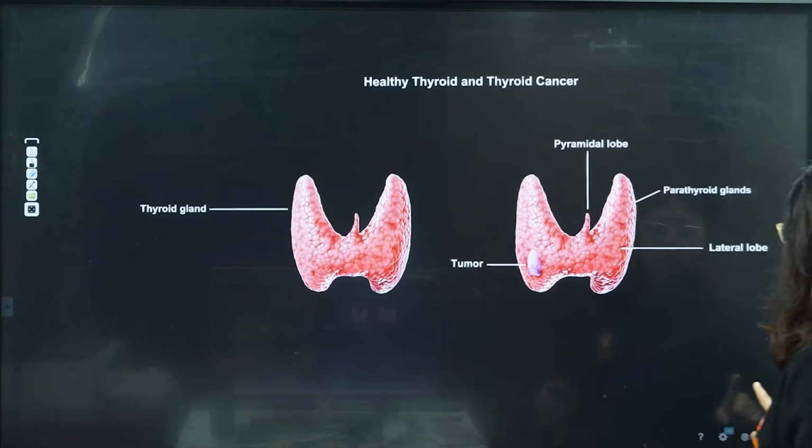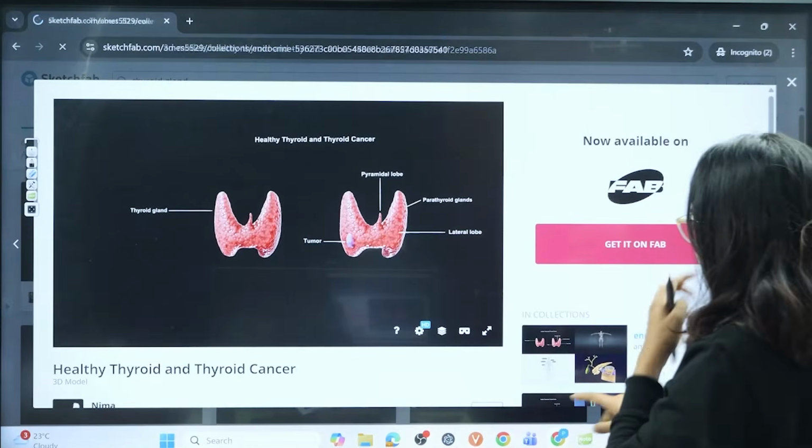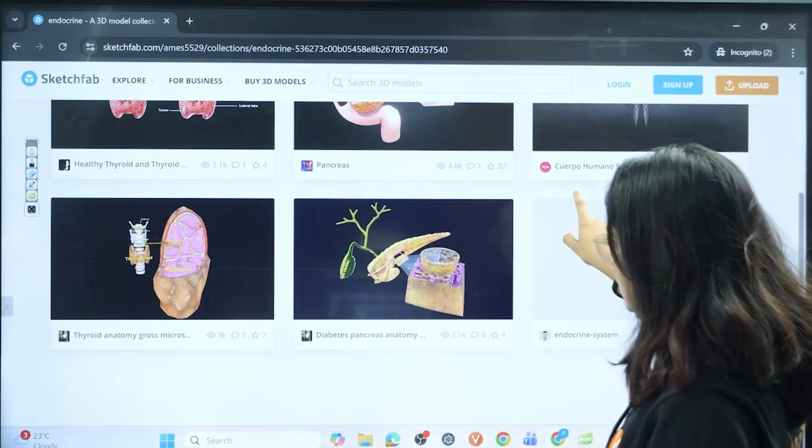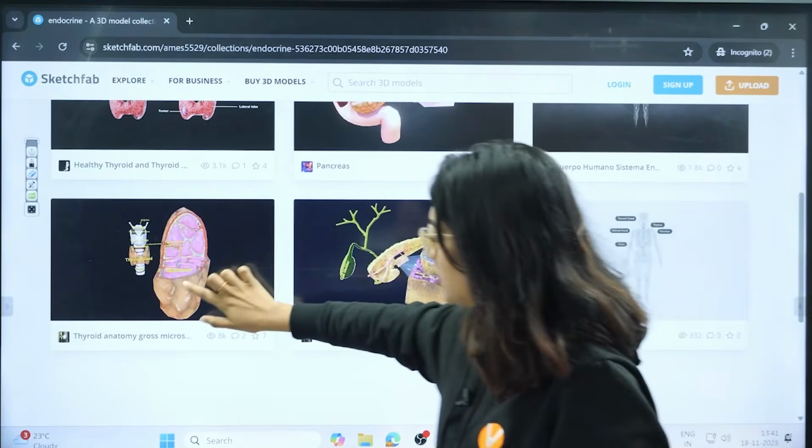Okay, one second. Pancreas is there, diabetes, thyroid gland.